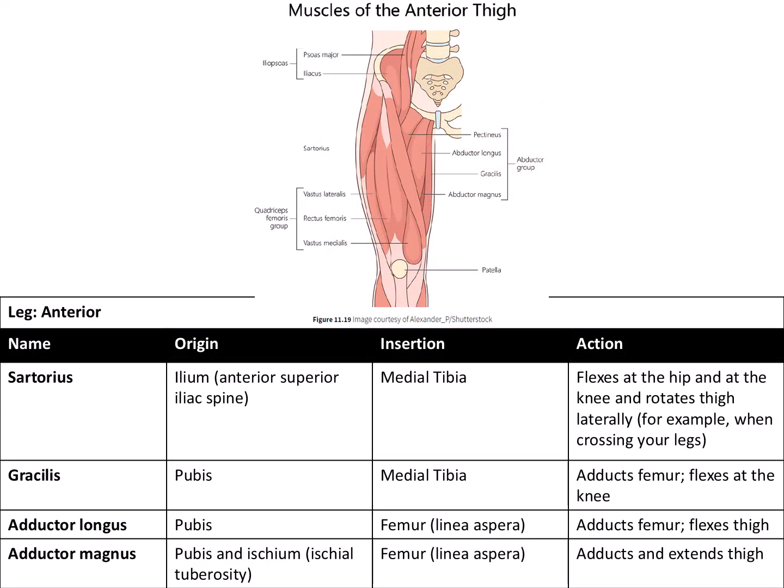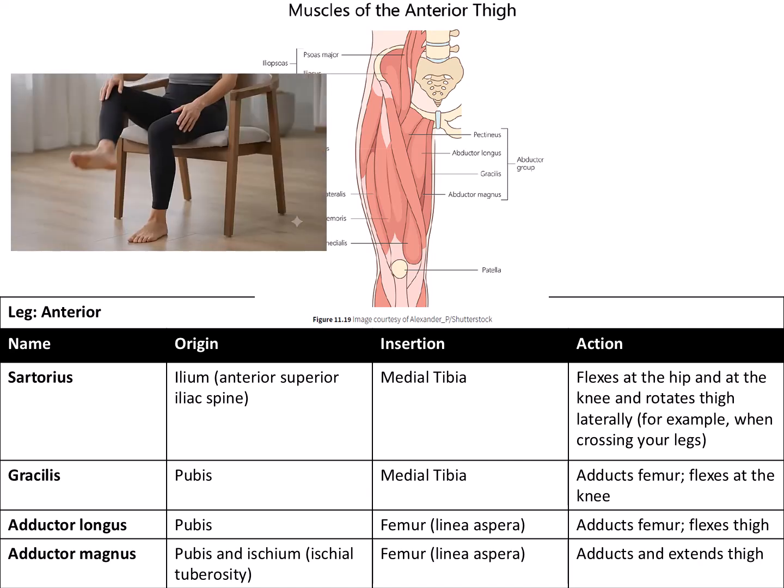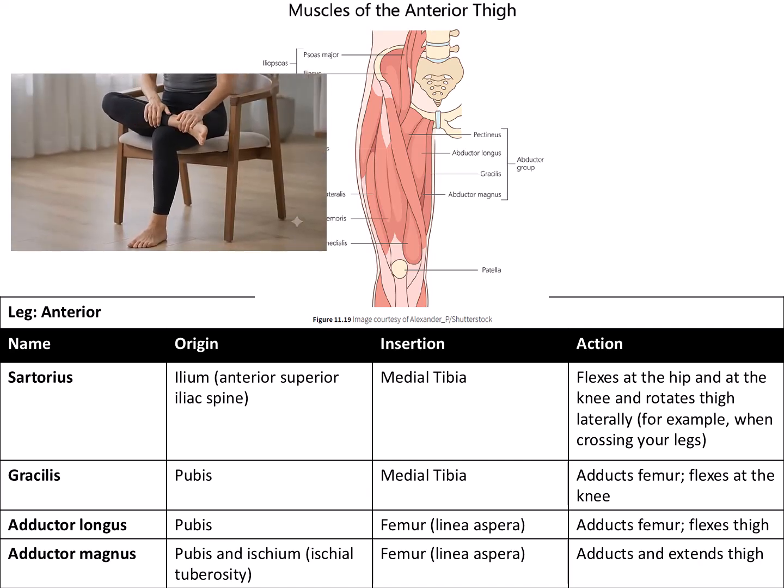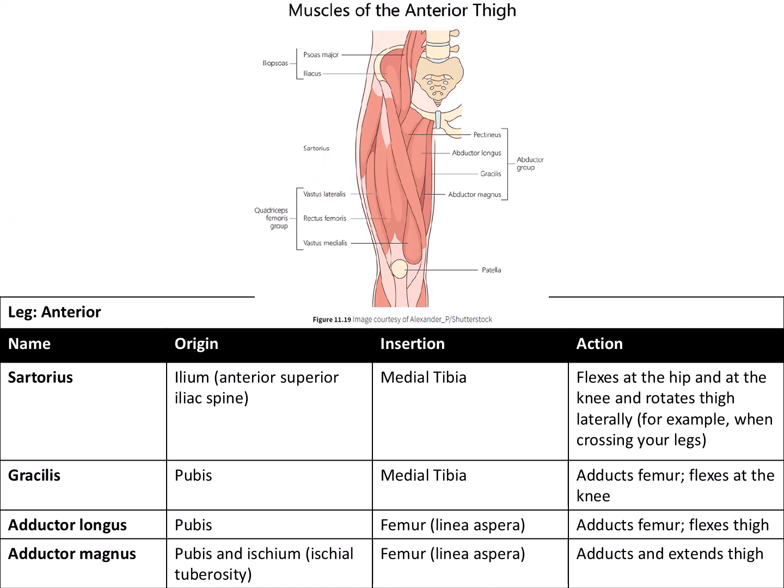Moving on to the muscles of the anterior thigh. Sartorius is the longest muscle of the body. It originates on the anterior superior iliac spine, crosses the thigh, and inserts on the medial tibia. When sartorius contracts, it will flex the femur, flex the leg, and laterally rotate the femur. This movement occurs when you cross your legs by putting your right foot on your left knee or vice versa.